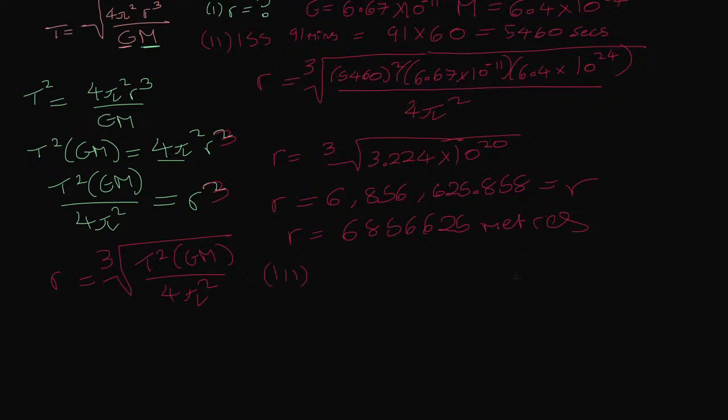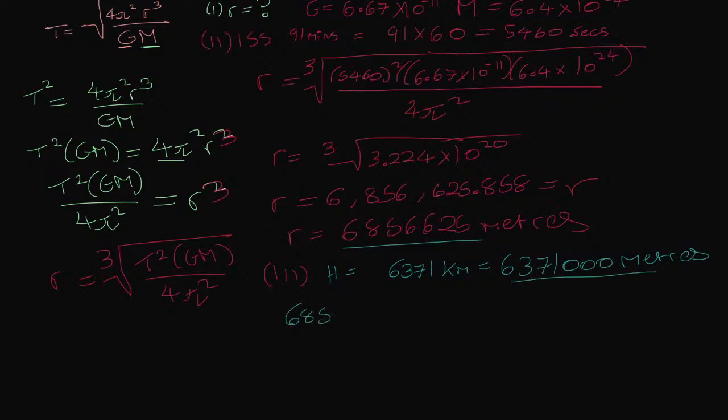Part 3 is: find the height that the ISS is above the surface of the Earth, given that the radius of the Earth is 6,371 kilometers. Give your answer to the nearest kilometer. Okay, so the radius of the Earth is equal to 6,371 kilometers, which is equal to 6,371,000 meters.